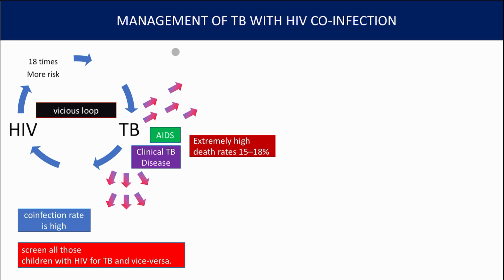Now just a few words about management of TB with HIV co-infection and why we are so much concerned about HIV and TB. Look here. If a child is HIV infected, there is 18 times more risk of having TB, or if TB is present, the clinical disease will be much more severe. And also if TB and HIV co-infection are both present, in the HIV there will be AIDS. Okay, so this is a vicious loop, and the most dangerous thing about it is the extremely high death rate, around 15 to 18% if both of these diseases occur.